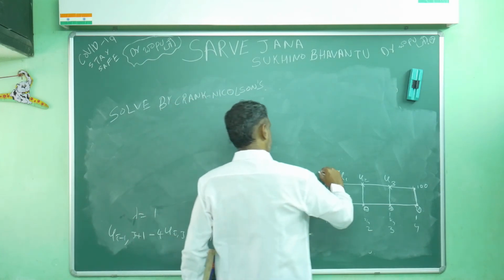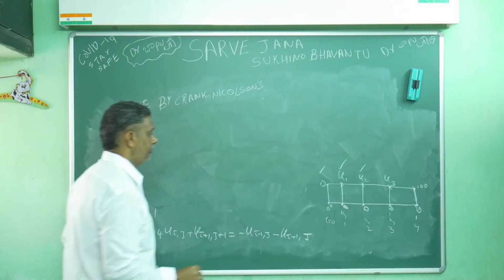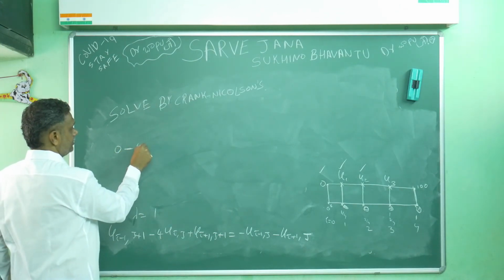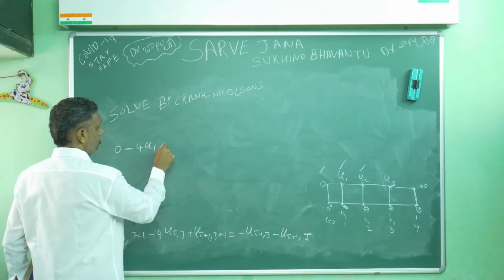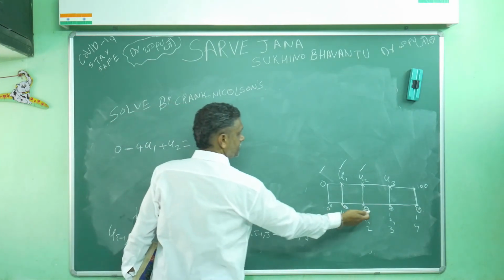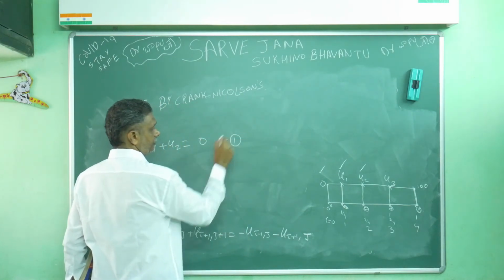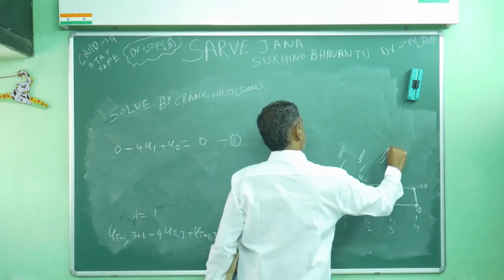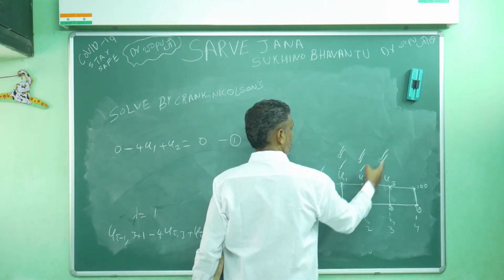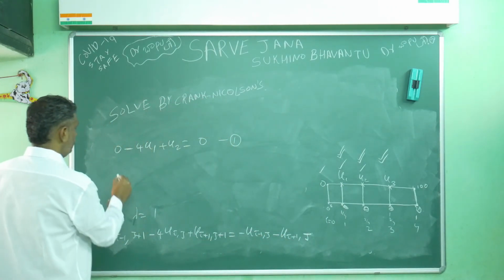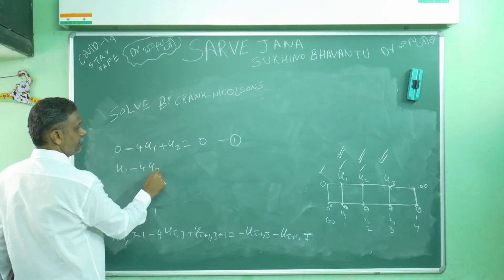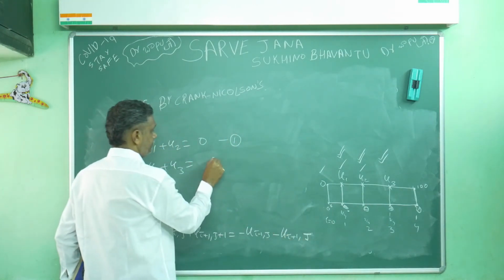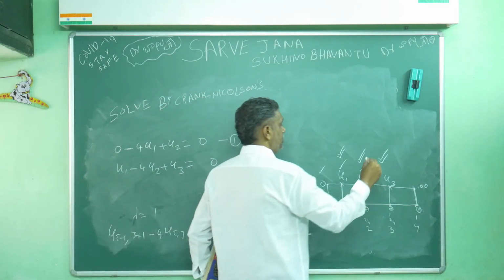See, I am taking first this point, this point, this point. Then now we will get lambda into 0, that is lambda is equal to 1. So 0 minus 4u1 plus u2 is equal to this plus this, all these values are zeros, is equal to 0. Then I am taking these three values, on a double tick you can remember. Now how I will get now: u1 minus 4u2 plus u3 is equal to this value plus this value, 0.